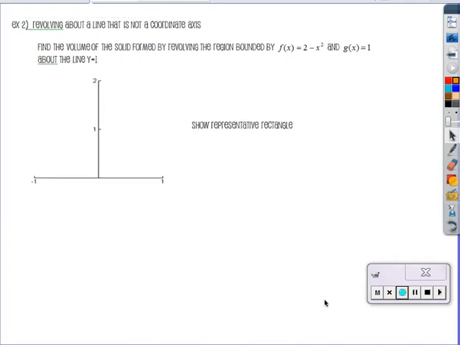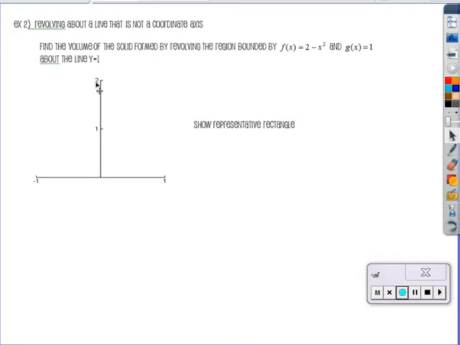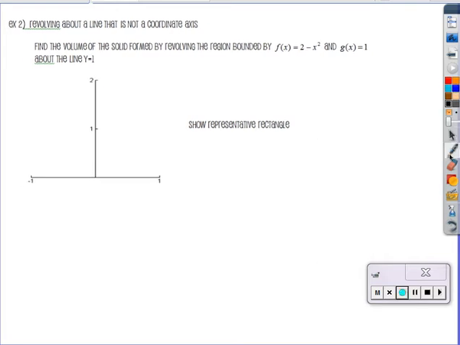Revolving around a line that is not the coordinate axis. So in this case, we're going to take the function 2 minus x squared. Let's see. Now, that would be 1. Substitute in x equal to 1. You'll get these values. Let's see. A parabola with these values. And then g of x equals 1. So here, and then this is where we're going to revolve around.